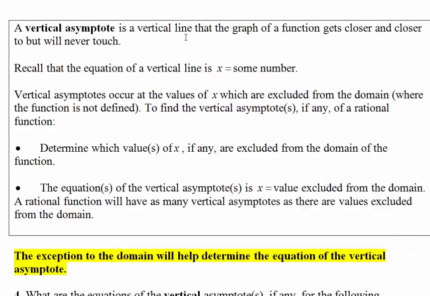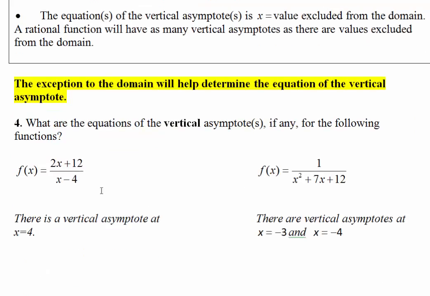The vertical asymptote is a vertical line that the graph of a function gets closer and closer to, but will never actually touch. So if I were to ask you, what is the equation of the vertical asymptote for this function? It's the exception to the domain, which in this case was x equals 4.